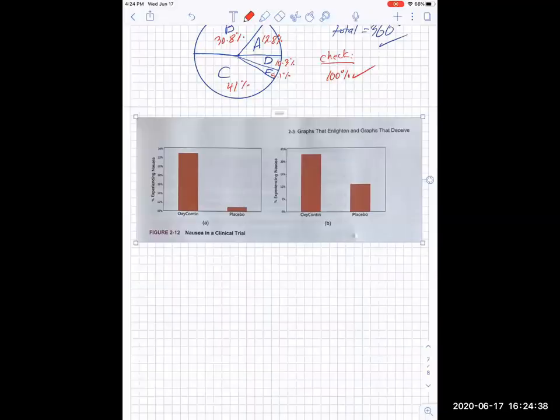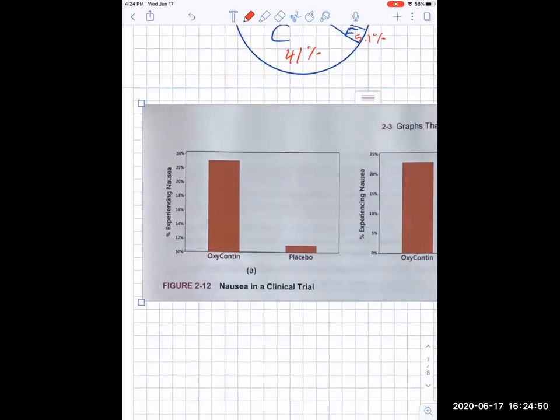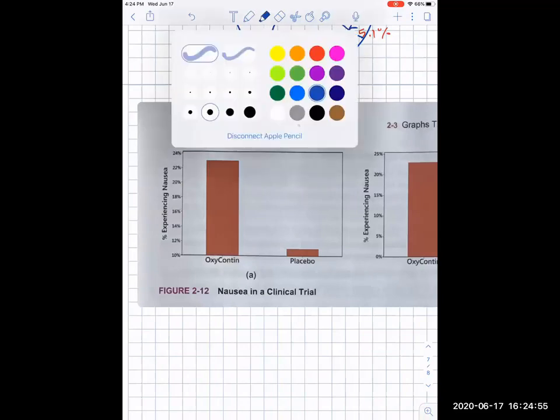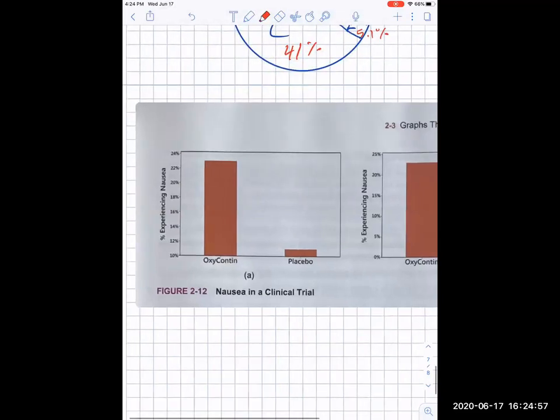So here, guys, notice this bar graph is deceiving. The one on the left, look carefully at it. Look at the vertical axis. See how it starts at 10%. It does not start at 0. So basically, when a bar graph starts at a non-zero value, you're basically looking at the upper part of the graph, not the complete graph.